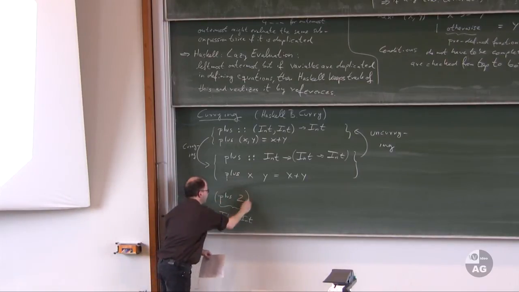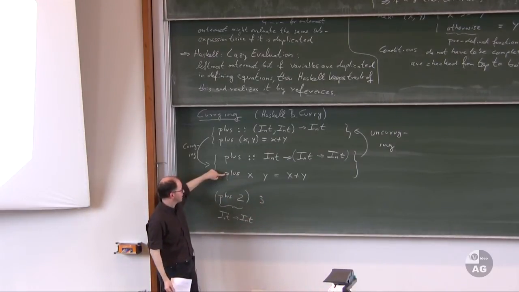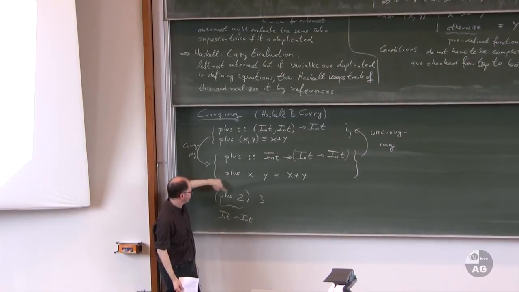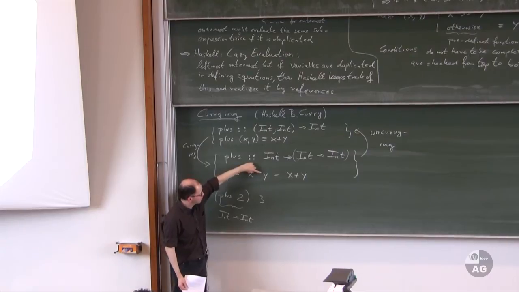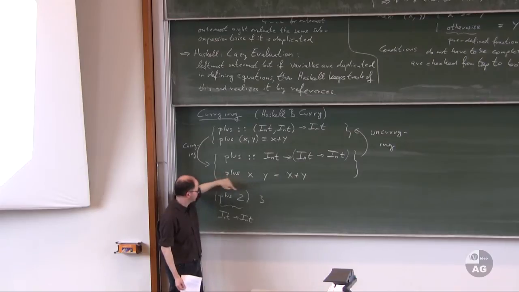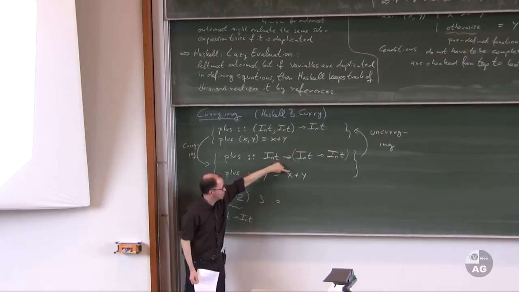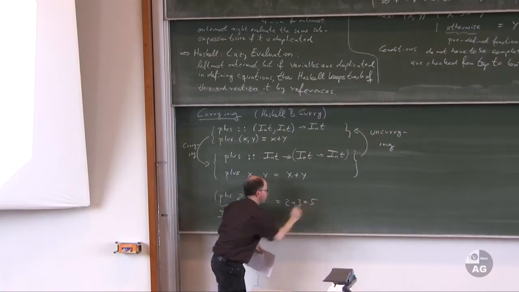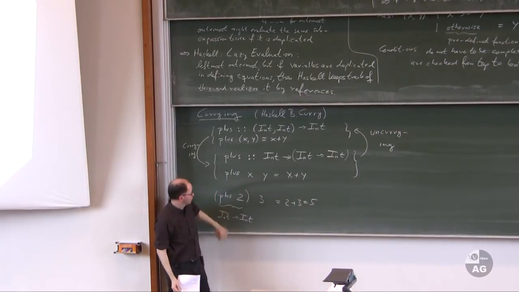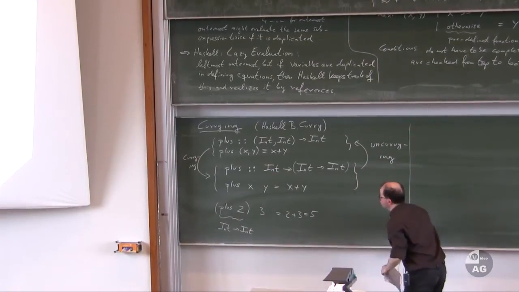Let's try it out. If I apply this to a number, 3, then suddenly this left-hand side here matches. I mean, I have plus and plus here. If I instantiate x by 2, I have 2 here and 2 here. If I instantiate y by 3, I have 3 here, I have 3 here. So then this left-hand side, plus 2, 3, is here. So I can replace it by the corresponding right-hand side, which is x plus y, so 2 plus 3, which is 5. So plus 2 on its own is the function that increases numbers by 2.